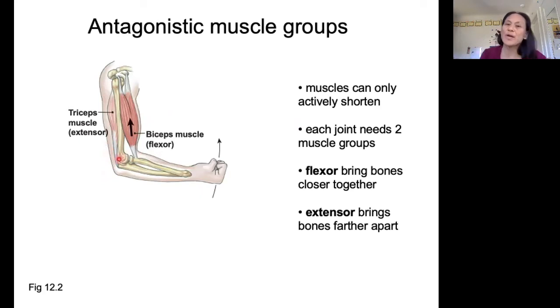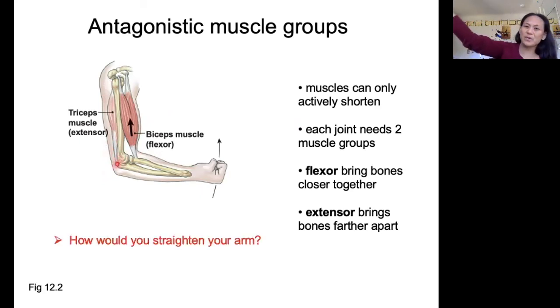Okay. And here's a quick question for you. So we just went over the example of the muscle movements responsible for doing this. Okay. How would you straighten your arm? What would you need to do with your muscles to straighten your arm? So think about that for a second. And okay, so hopefully you figured out that in order to straighten your arm, you're going to need to contract your triceps muscle and relax your biceps muscle. Okay.